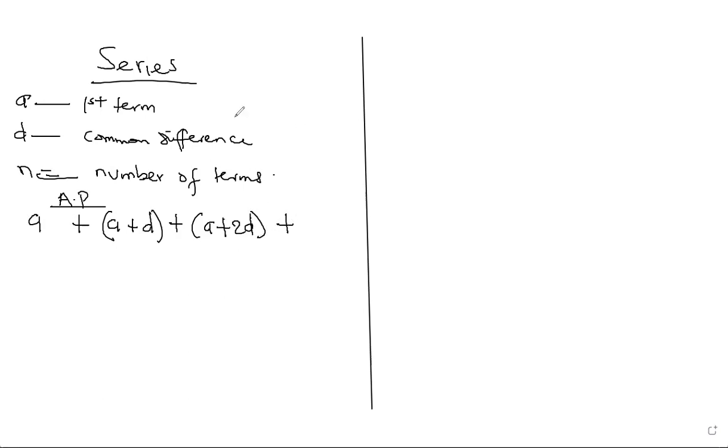Let's say this is a series: 2, 5, 8. It's an arithmetic progression because it has a common difference of 3. If I want to write it as a sequence, I write it as 2, 5, 8, 11. This is the second term, and this is the addition sign that separates each term. Then there's A plus 3D.